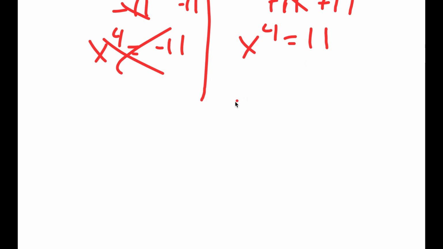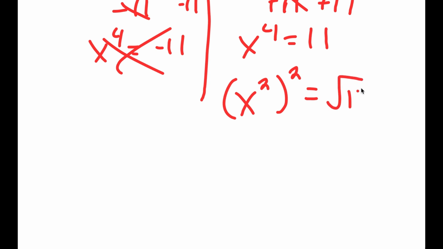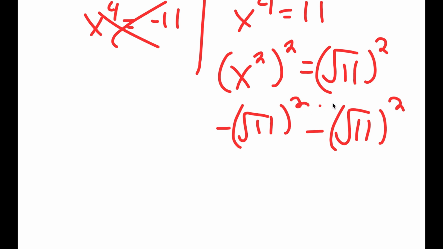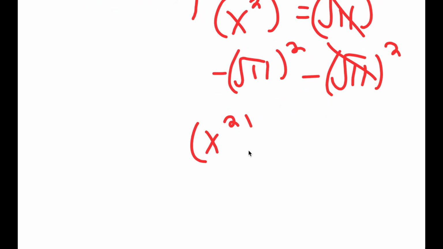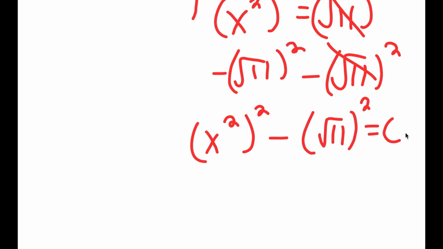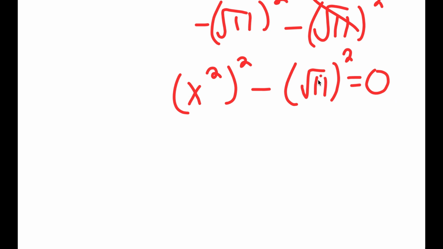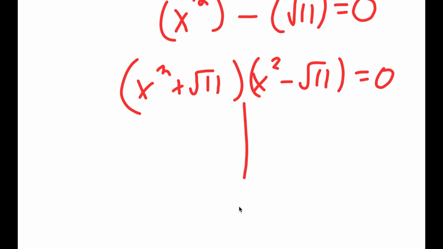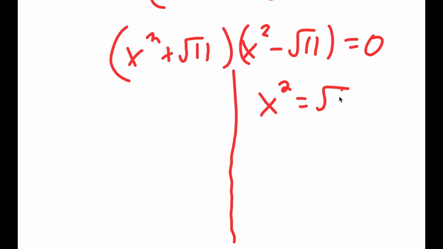For this, I can rewrite this as x squared to the power of 2 is equal to the square root of 11 squared. And now I'm going to subtract the square root of 11 squared on both sides. And now I get x squared to the power of 2 minus square root of 11 squared is equal to 0. And this means that x squared plus the square root of 11 times x squared minus the square root of 11 is equal to 0, meaning I have x squared is equal to negative square root of 11, and x squared is equal to square root of 11.